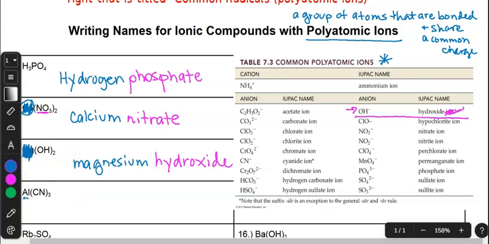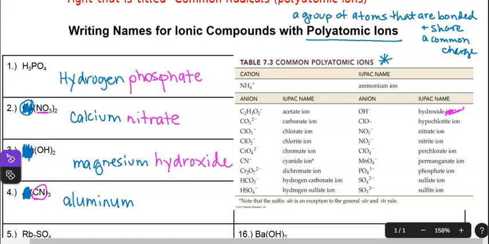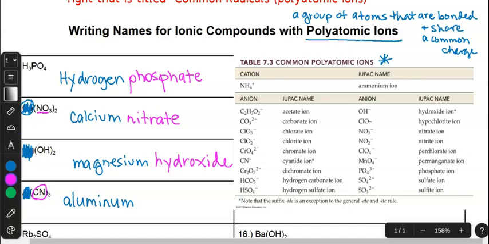Okay, our last one. Here we have our first element that's on the left. This is aluminum. I'm going to cross it out. And then I have what's left. I have CN. So if I find CN on my chart here, here it is, it's cyanide. So the name of that compound is aluminum cyanide. So that's how you use your chart on the back of your chem helper in order to help you name these different compounds.